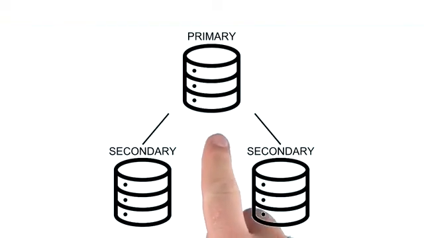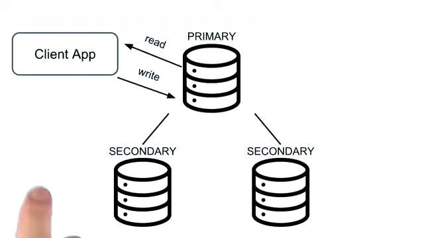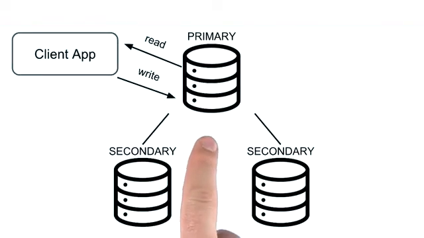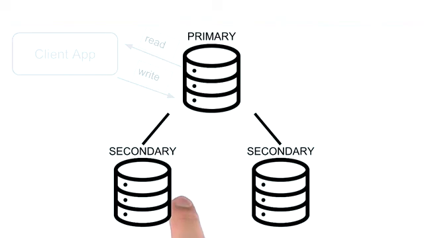The secondaries will get the data from the primary through an asynchronous replication mechanism. Every time an application writes some data to the replica set, the write is handled by the primary node. And then data gets replicated to the secondary nodes.